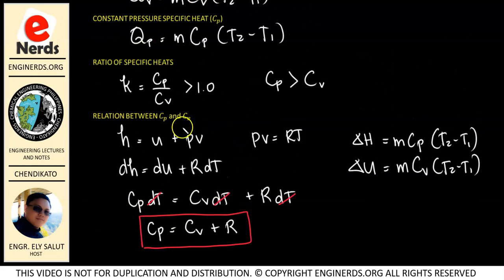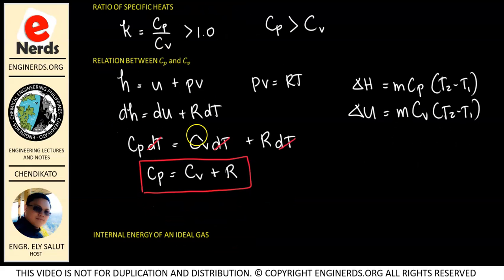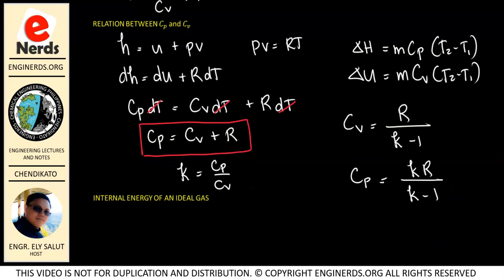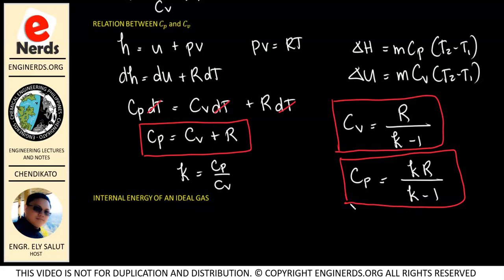Now we're going to apply the ratio that we took. We know that our K is equal to Cp over Cv. So, substituting that into our equation, you will actually get Cv is equal to R over K minus 1, and our Cp is equal to kR over K minus 1. So we also need to remember these relationships, this one and this one.